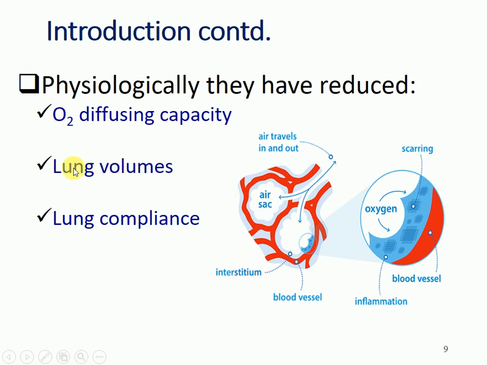And also, someone with interstitial lung diseases, we expect to see reduced lung volumes. We know that the lungs have high elasticity, which means they expand and contract due to gaseous exchange. So if the interstitial parts of the lungs have fibrosis, we expect that someone will have reduced lung volumes, and also reduced lung compliance. Compliance means the tendency of the lungs to expand and contract due to gaseous exchange, and that action is facilitated much by lung elasticity.